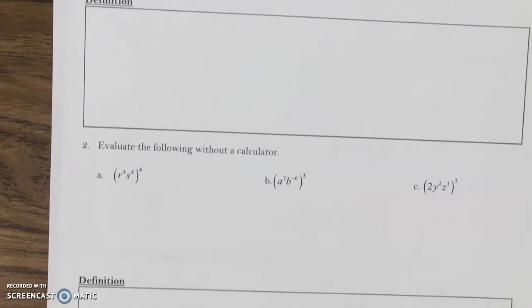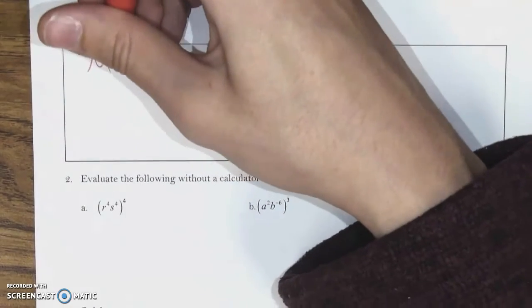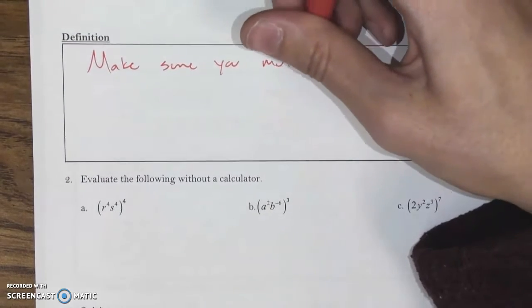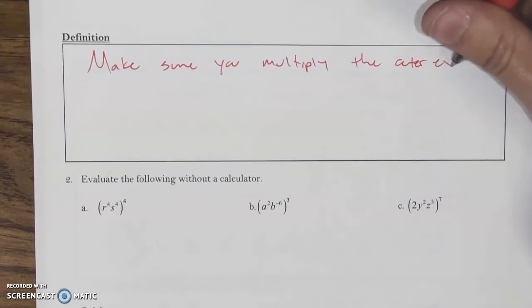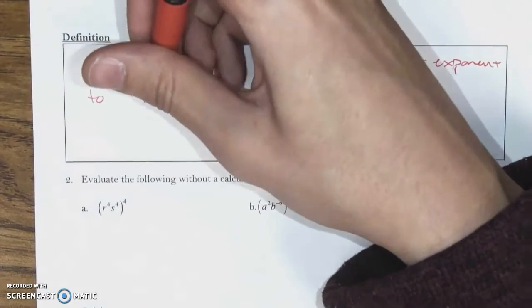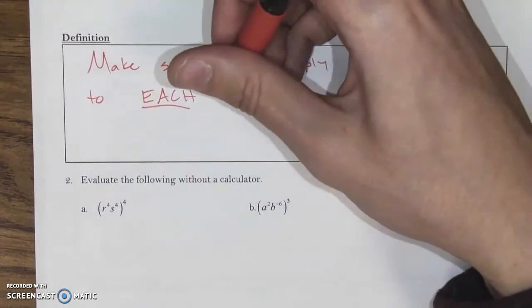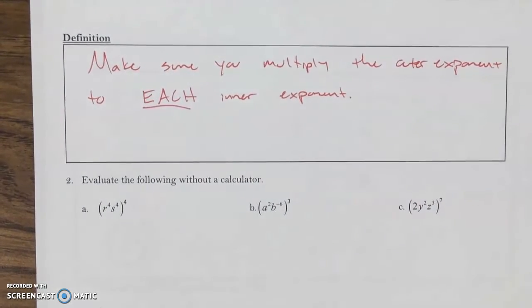We can also use the power rule using multiple factors inside of the parentheses. Whenever we do that, we want to make sure you multiply the outer exponent to each inner exponent. So don't forget, any factor in there needs to be multiplied with the exponent. Make sure you multiply the outer exponent to each inner exponent.